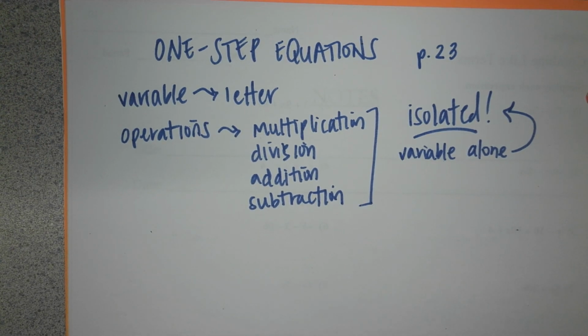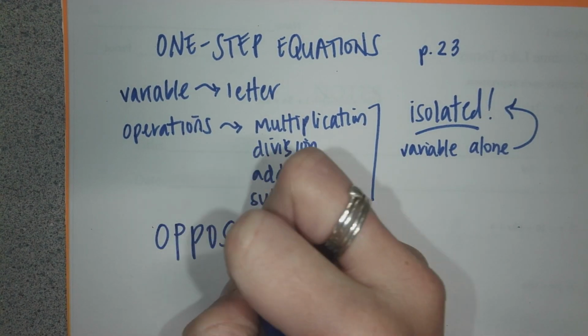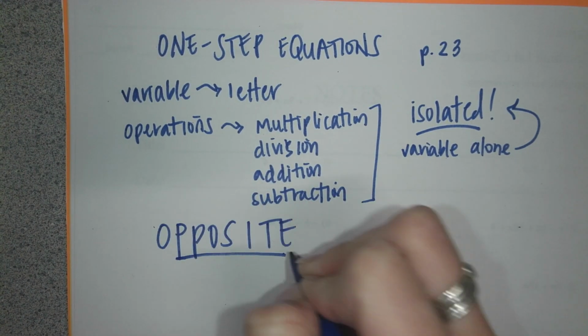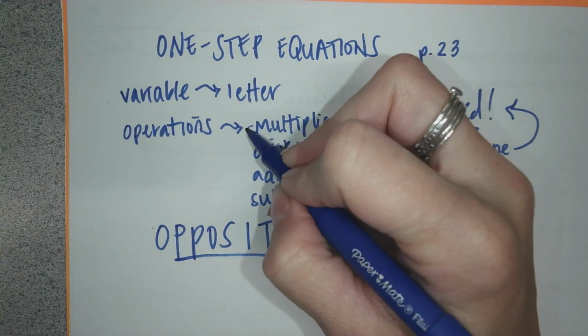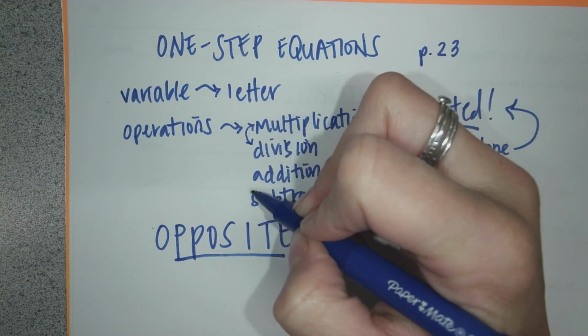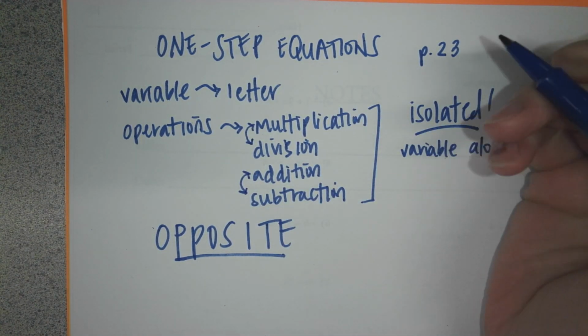The next thing you need to know is opposite. It's very important. Each operation has an opposite. So the opposite of multiply is divide, and the opposite of add is subtract. These guys are opposite, which means that they undo.